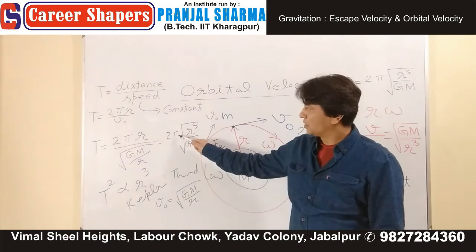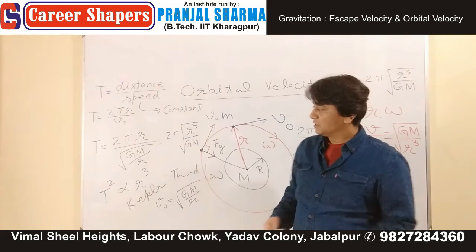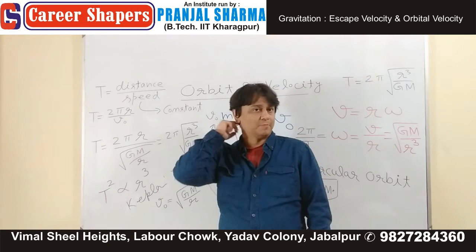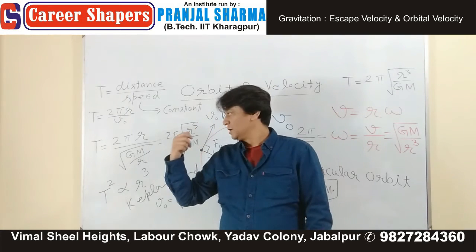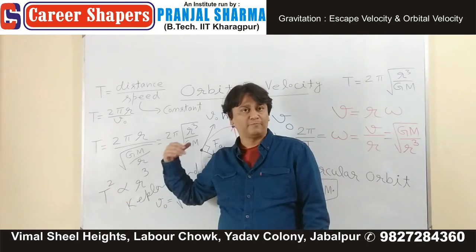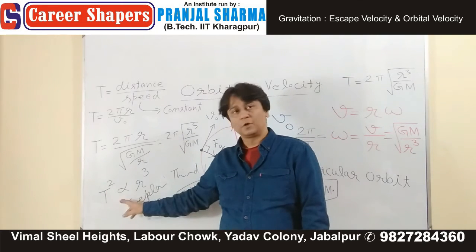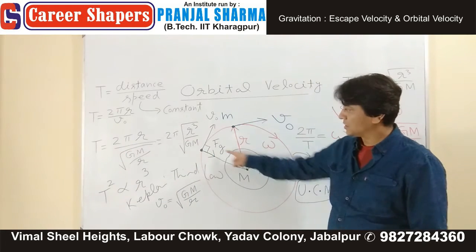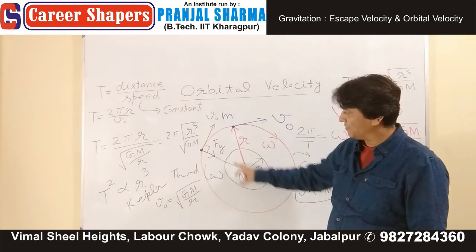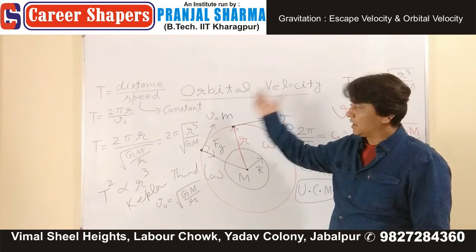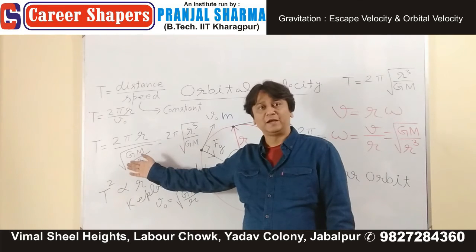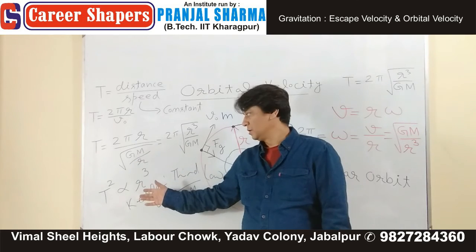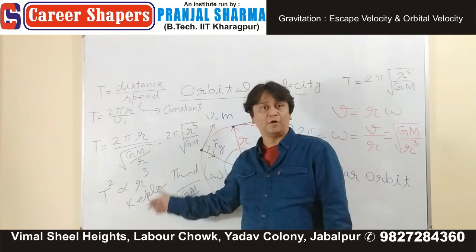T square is proportional to r cube. So if they ask you to develop or prove Kepler's third law using Newton's laws, then you will be doing what? You will find out orbital speed with the help of gravitational force and then go for finding T square, and you have proved Kepler's third law with the help of Newton's laws.